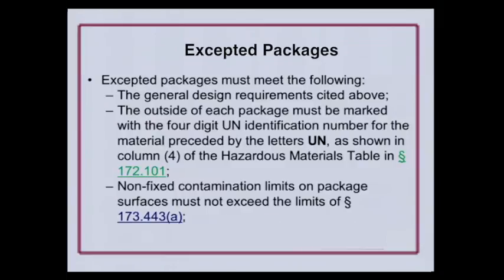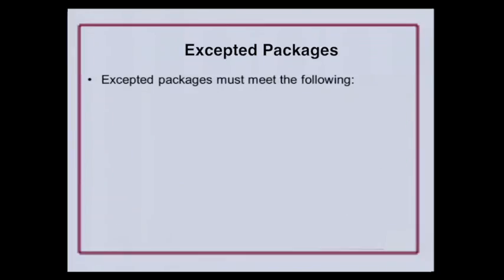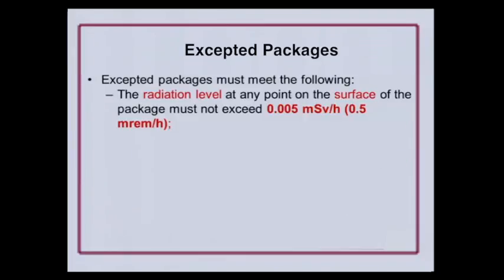You also need to do a survey to show that your non-fixed contamination levels do not exceed the limits as shown here. And those are the same limits that we talked about previously. They'd be non-exclusive use. And then radiation for accepted quantity. Accepted packages, radiation level at any point on the surface must not exceed 0.005 millisieverts per hour, and that's 0.5 millirem per hour. Very low dose rate. Very, very low.